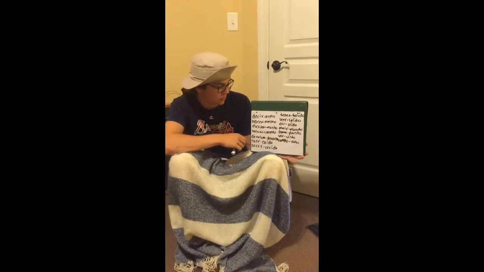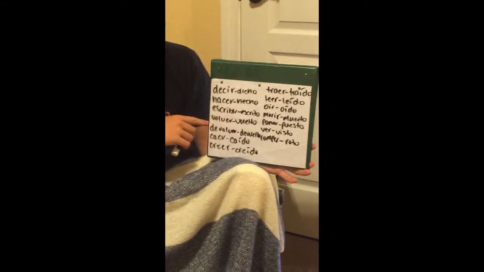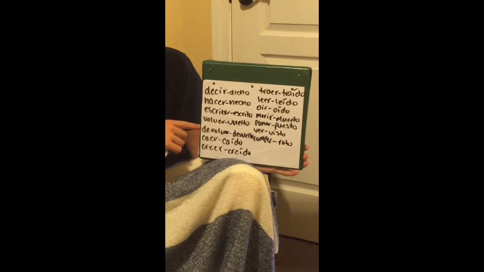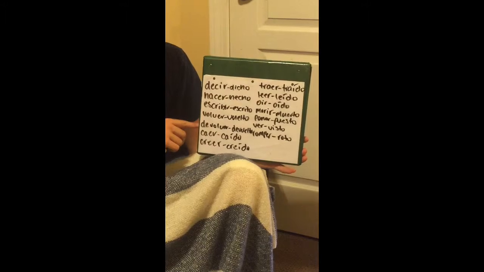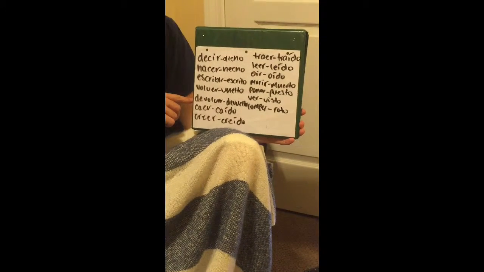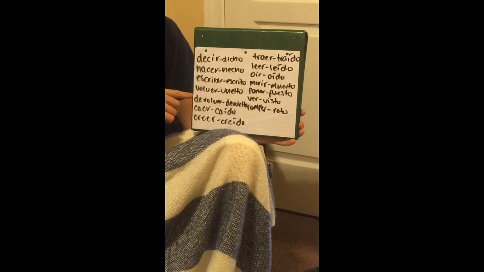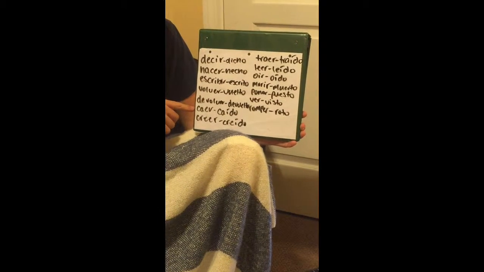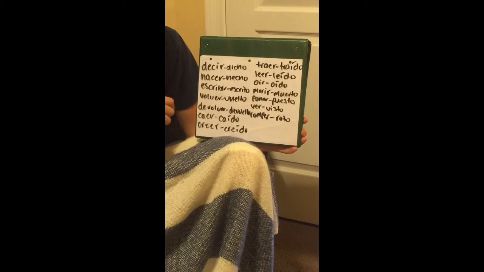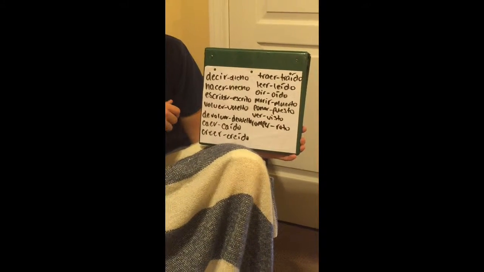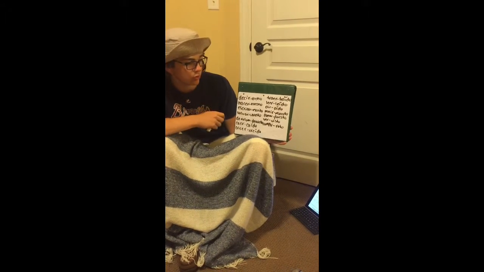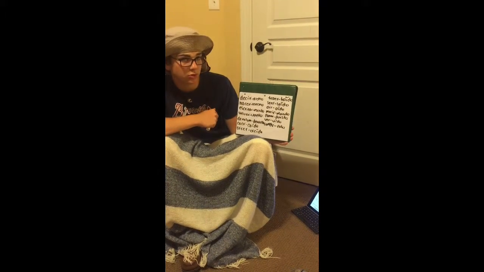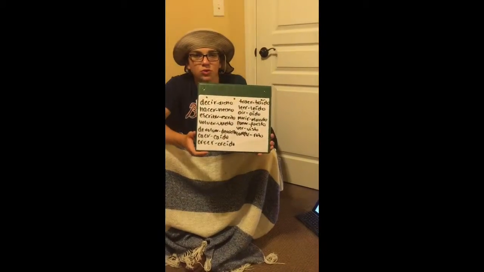Irregular past participles. Decir turns to dicho, hacer turns to hecho, escribir turns to escrito, volver turns to vuelto, devolver turns to devuelto, caer turns to caído, creer turns to creído, traer turns to traído, leer turns to leído, oír turns to oído, morir turns to muerto, poner turns to puesto, ver turns to visto, and romper turns to roto.